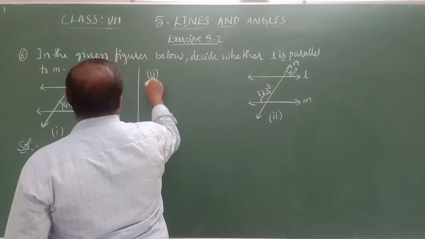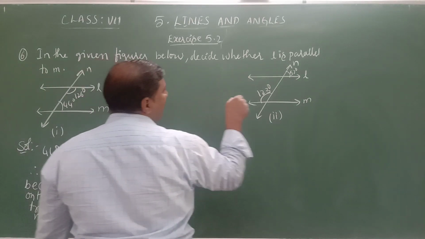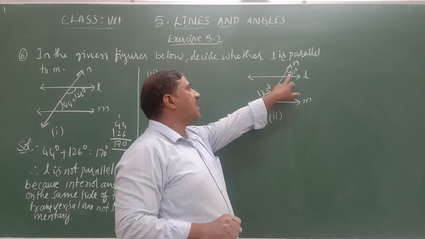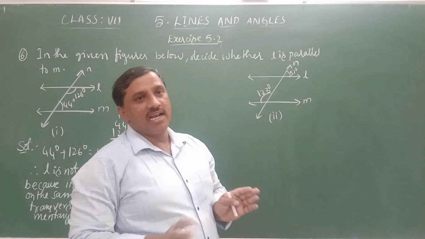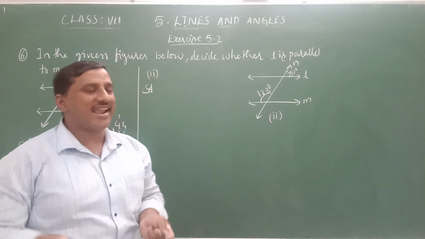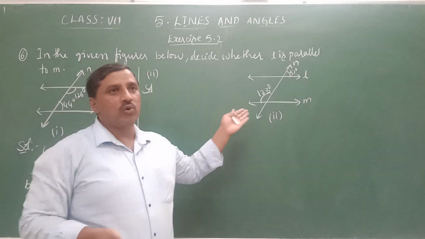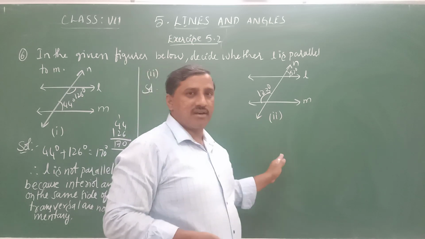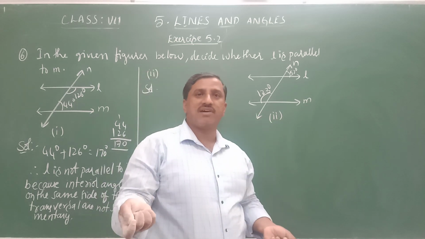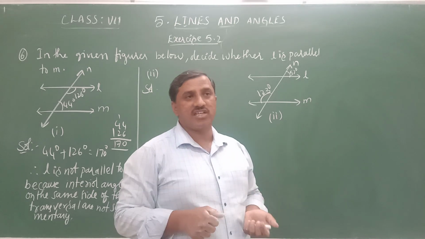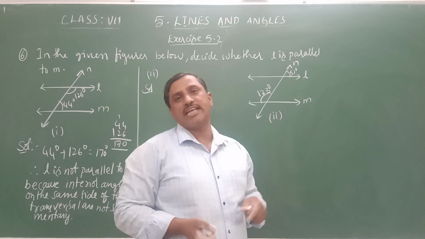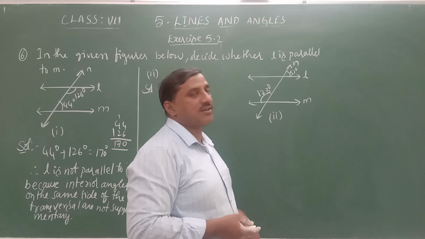The second question. Here, L and M are two lines, and two different angles are given, 57 degrees and 123 degrees. That is one interior angle and one exterior angle. You have to prove whether they are parallel lines or not. By using the concept of corresponding angles, alternate interior angles, alternate exterior angles, or angles on the same side of the transversal, you can find out.